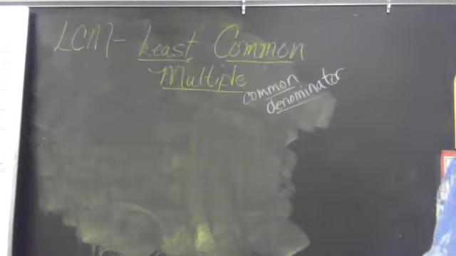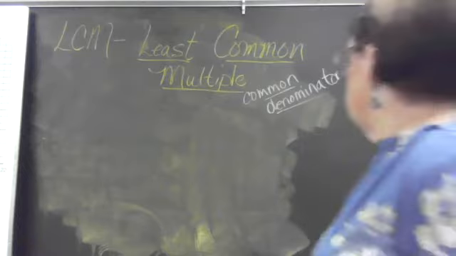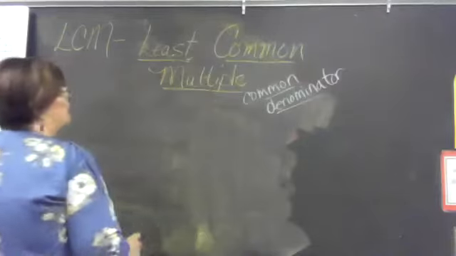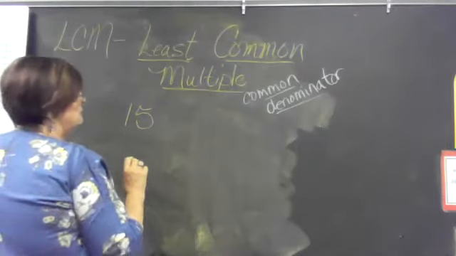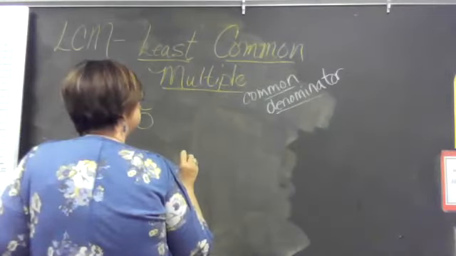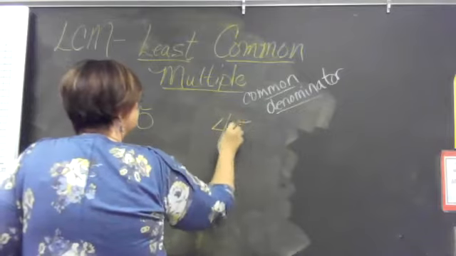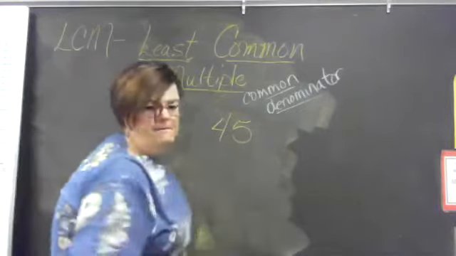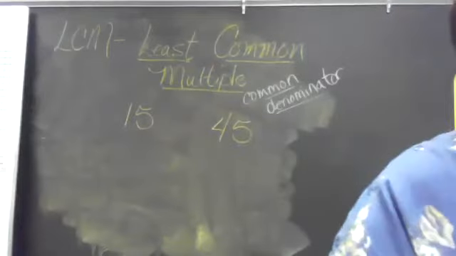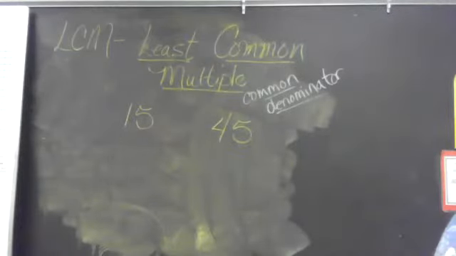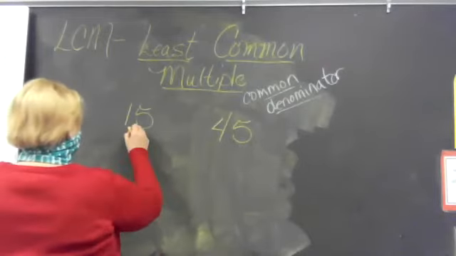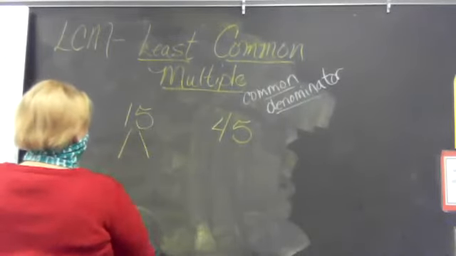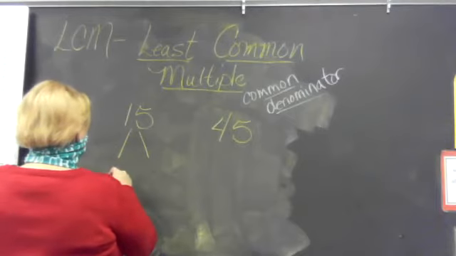So you're going to try one? All right. Let's do 15 and 45. Okay. And for those of you that are remote, this is Rachel. Okay. 15 and 45. I want you to find the common denominator or the least common multiple here.